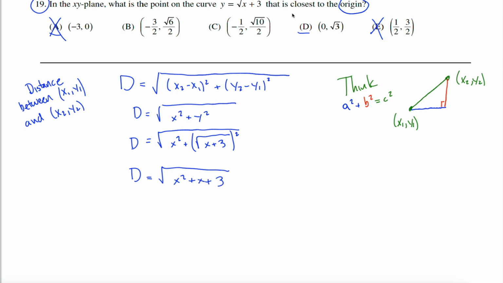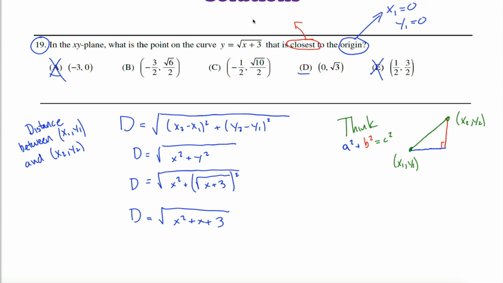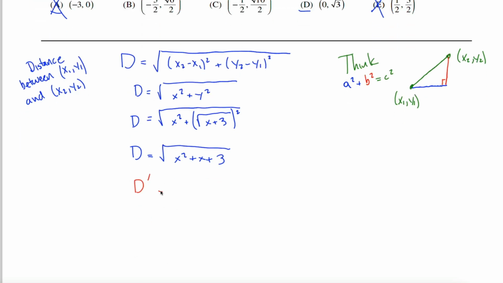Cool. Since we want closest to the origin, you're thinking we want to minimize the distance. Whenever you see this word minimize, you're thinking first derivative. Specifically, when is the first derivative equal to 0? Where do I have critical values? So it's not d that I'm interested in, it's d prime. It's a bit of a problem with figuring out d prime. It's kind of annoying, right? Because of this square root right here.